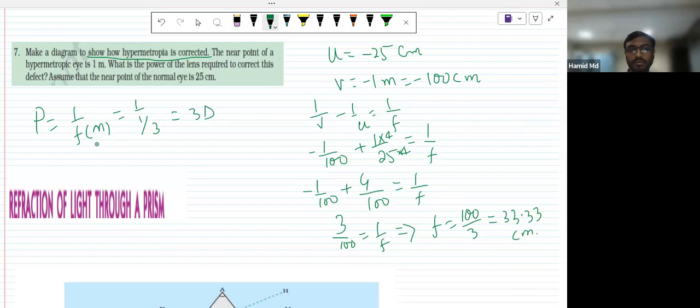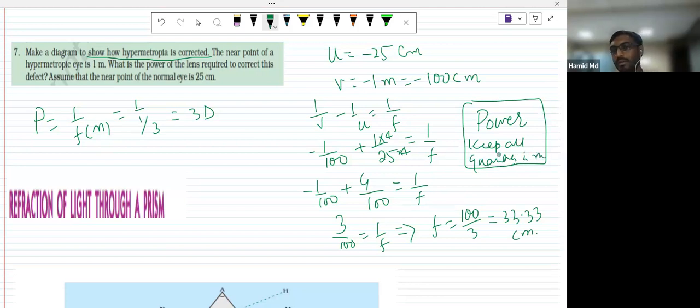The key point is that it should always be in meter. Never do it in centimeter. Better, if you are going to calculate the power of a lens, keep all quantities in meter, right? Got my point? Yes, sir.